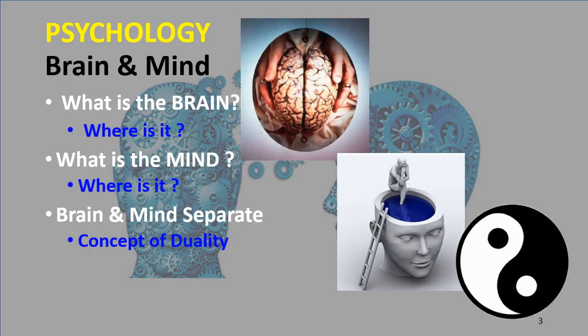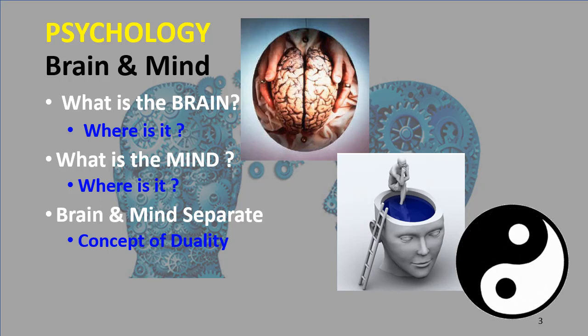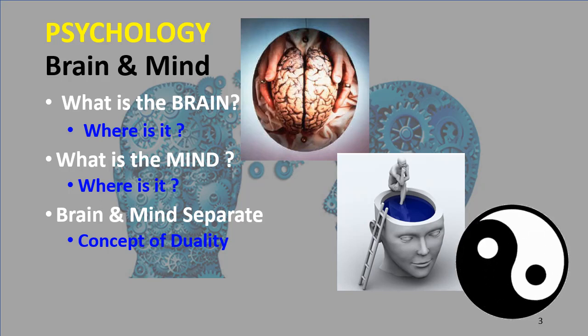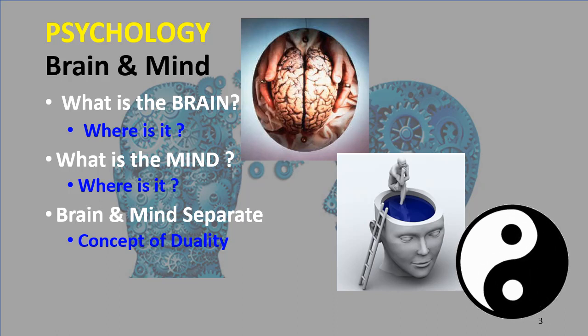So one of the things that you may not have thought about before is the difference between brain and mind, or brain versus mind. We know what the brain is. It's an organ in the body. We know where it is. It's in our skull. What's the mind? Where do we find the mind? Certainly you can't find it on autopsy.